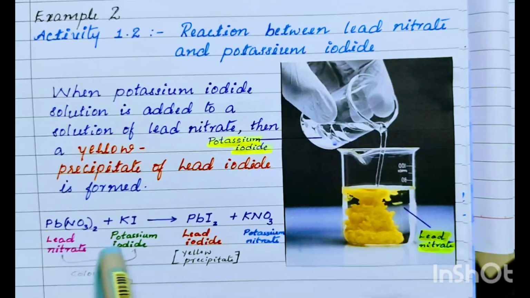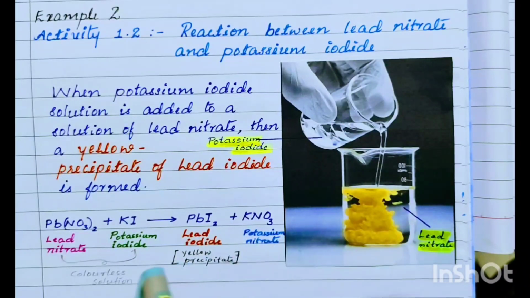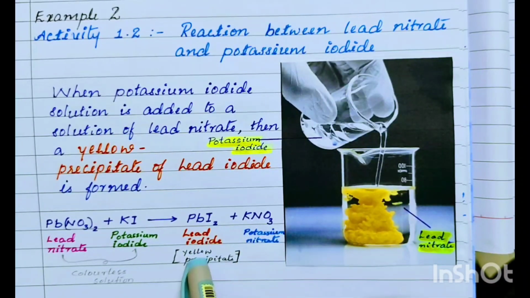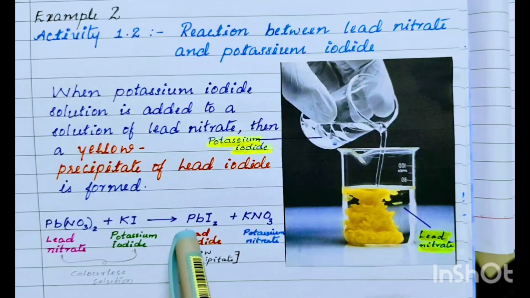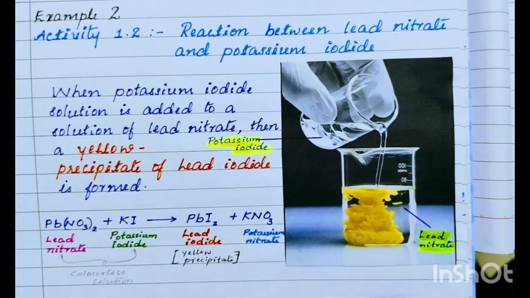These both are colorless, but when we have combined these two, we are getting two new products. One is a yellow color precipitate, that is lead iodide, and another one is potassium nitrate, which is colorless.